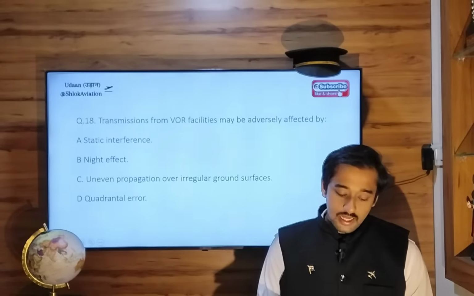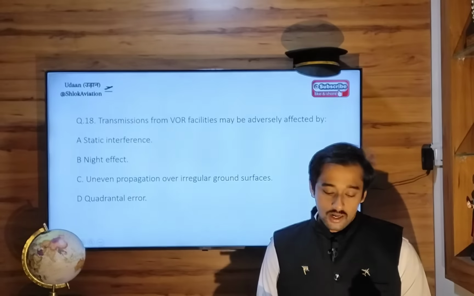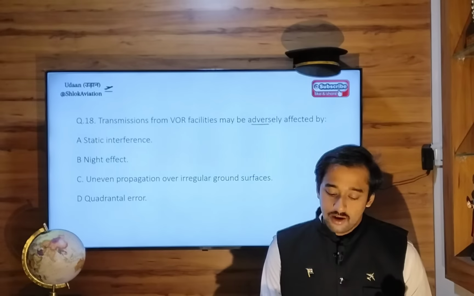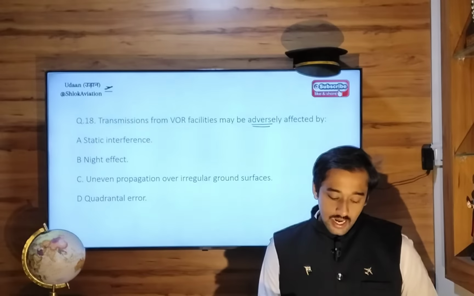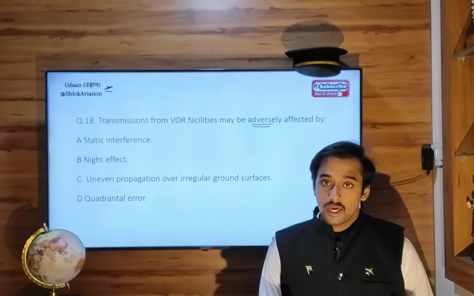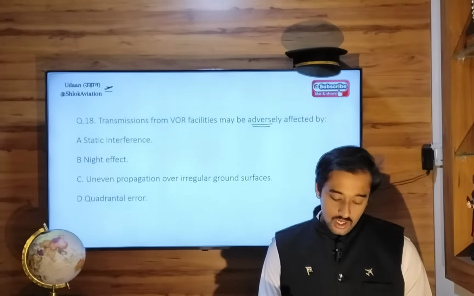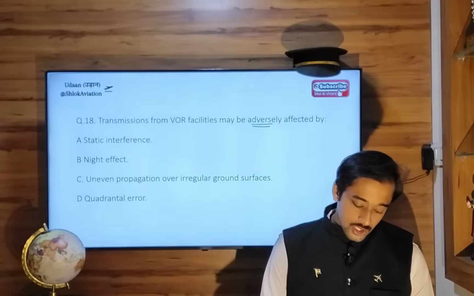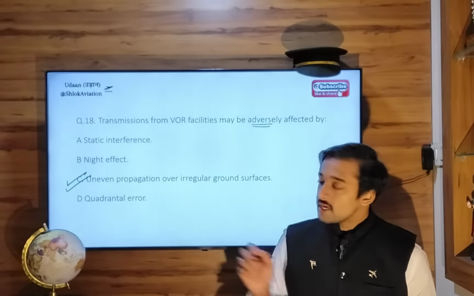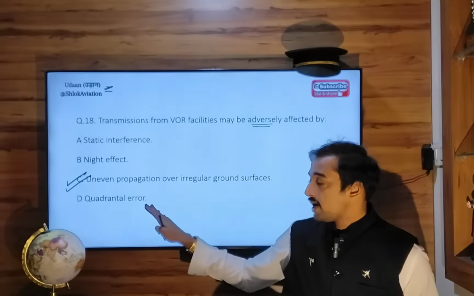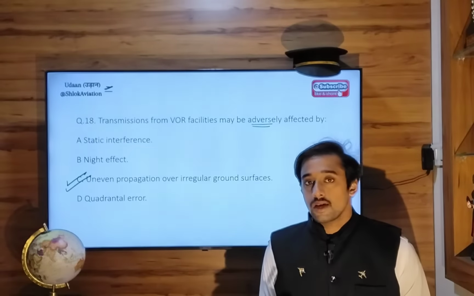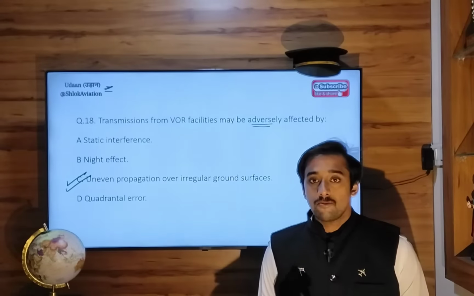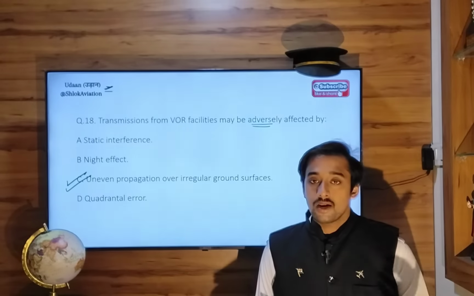Next, question 18. Transmissions from VOR may be adversely, that is negatively, affected by what factor? Static interference, night effect, uneven propagation over ground surfaces, quadrantal error. So the correct option will be option Charlie. Static interference, night effect, and quadrantal error are the errors of NDB. Option Charlie is uneven propagation over irregular ground surfaces.